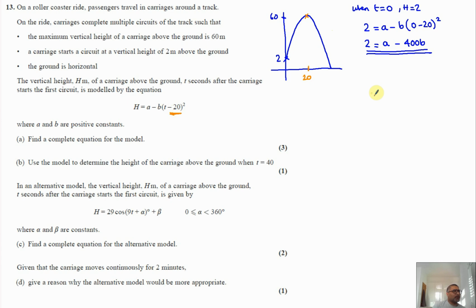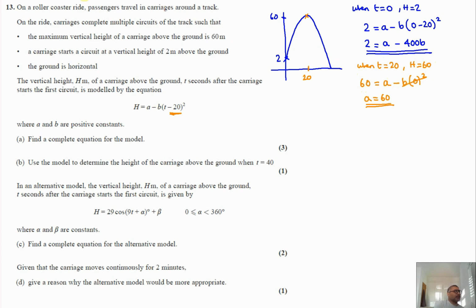So using that point there, when t equals 20, the maximum vertical height is 60, as we have been told. Therefore, if I substitute that into this equation, that gives me 60 equals a minus b times 20 minus 20, so that would be 0 squared. So therefore, a equals 60.